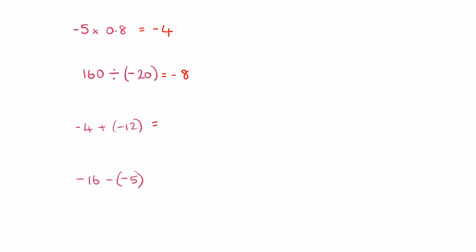Then we've got negative 4, add negative 12. So you're starting at negative 4 on your number line. And if you're adding in 12 more negative points, if you like, then you're going down the way by 12. So you're going to end up at negative 16.